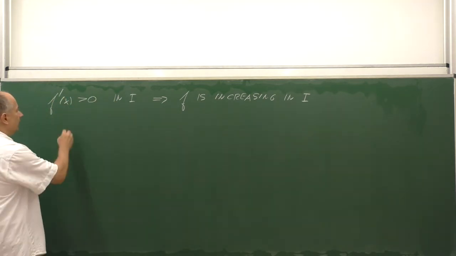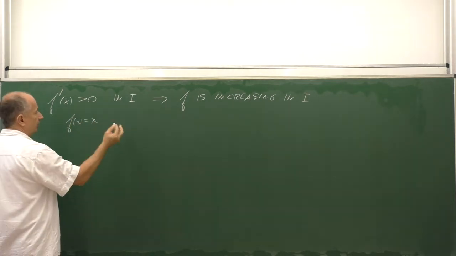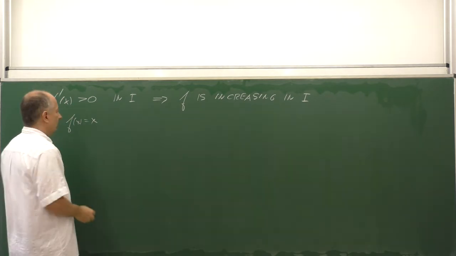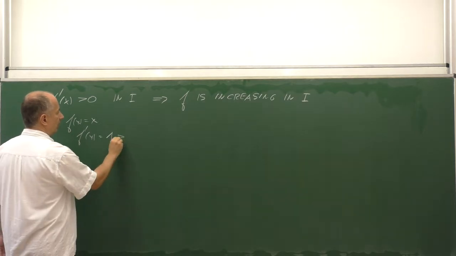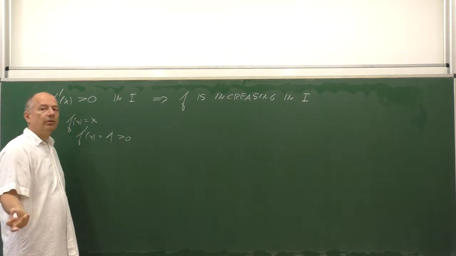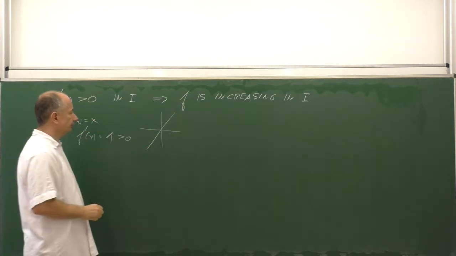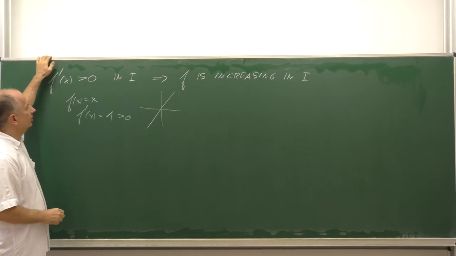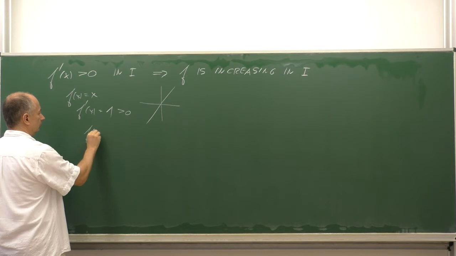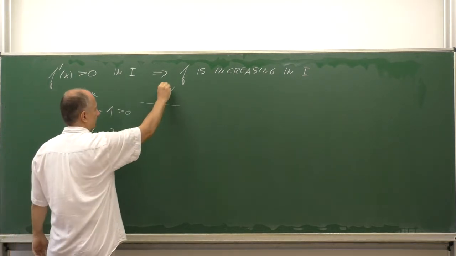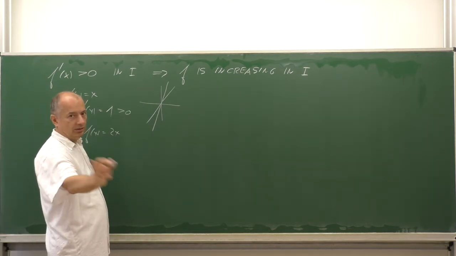Let me illustrate this. For example, the function f(x) equal to x is defined and continuous in all R, and the derivative is equal to 1, which is positive, and this is in good agreement with the fact that the function is indeed increasing. This is not changed if we multiply the function by some positive constant. Say f(x) equal to 2x. So the derivative is still positive, the function is still increasing in interval R.